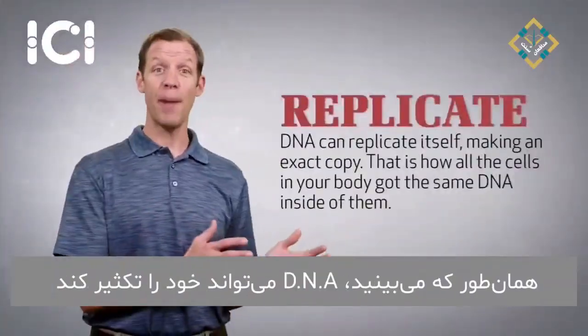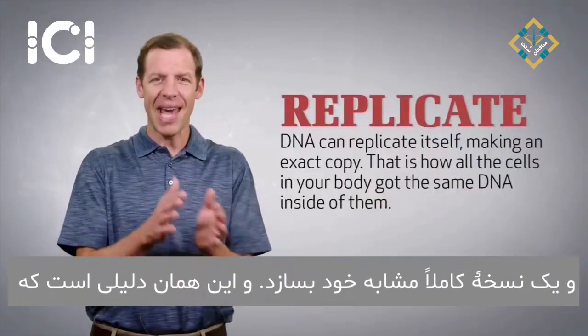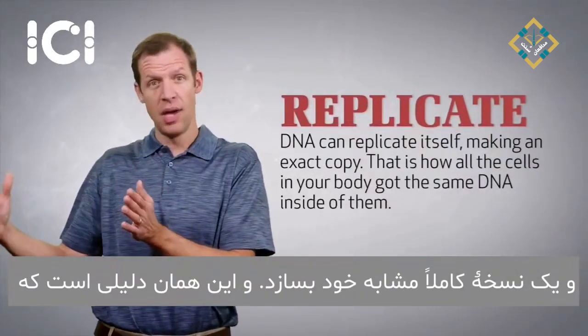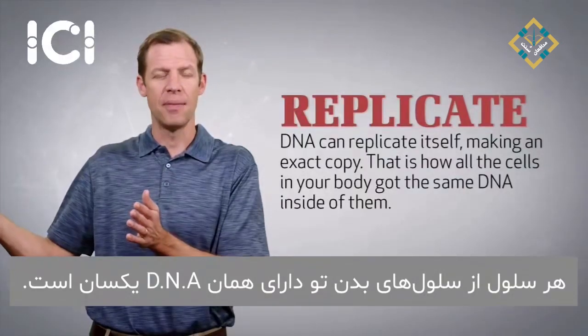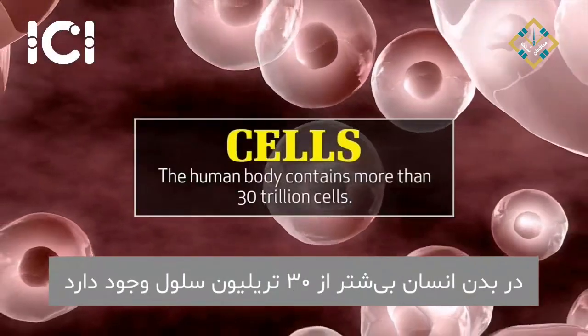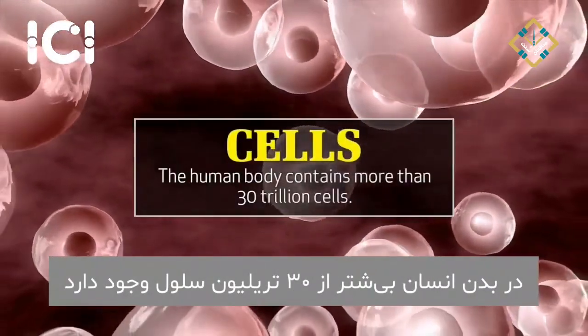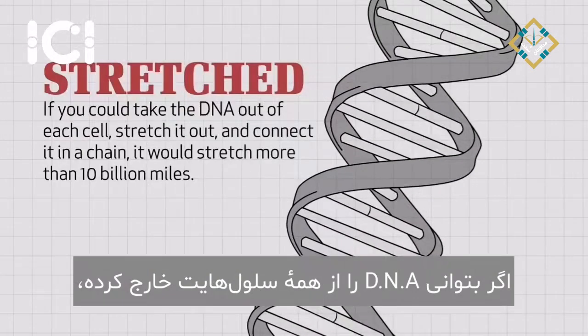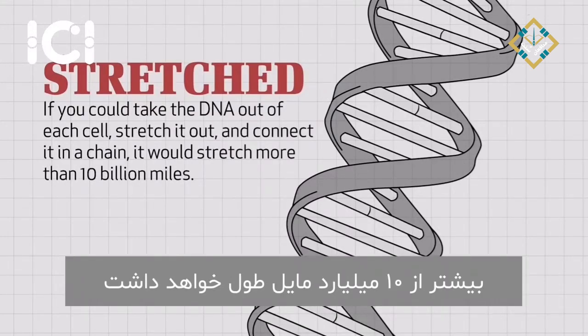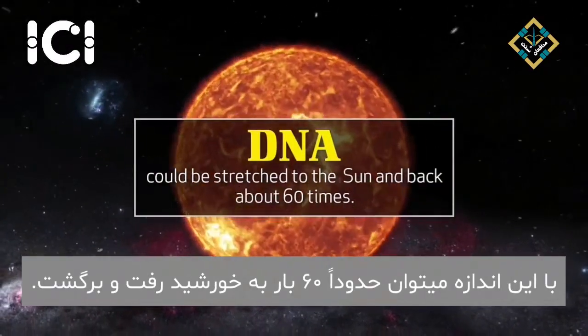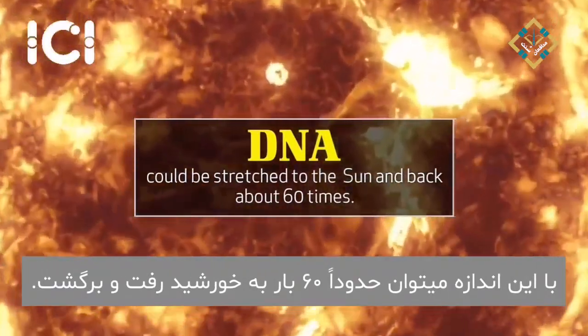You see, DNA can also replicate itself, making an exact copy, and that's how every single one of the cells in your body has the same DNA. The human body contains more than 30 trillion cells. If you could take the DNA out of each one of your cells and stretch it out and connect them in a chain, it would stretch more than 10 billion miles. That means it could go to the sun and back about 60 times.